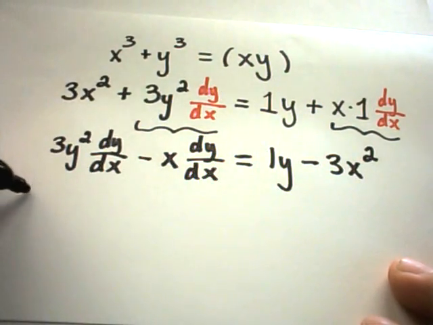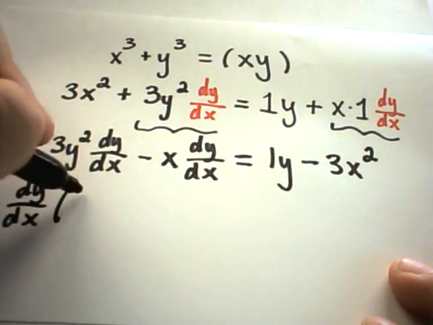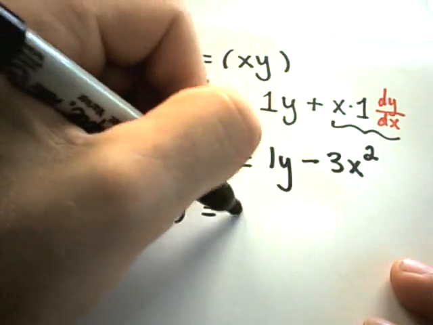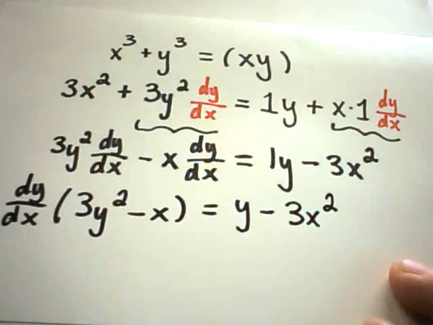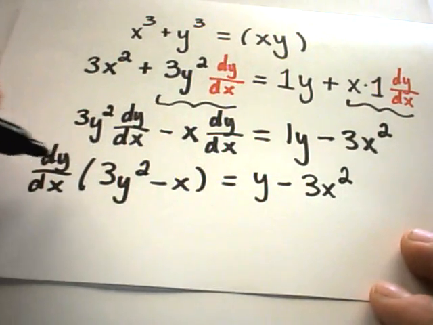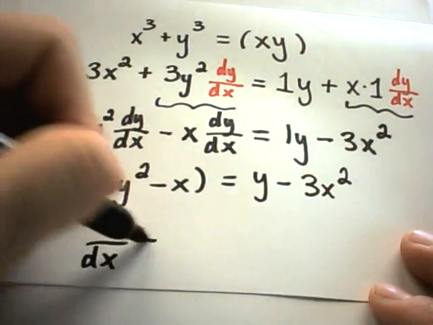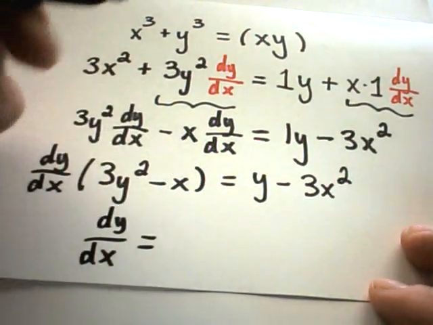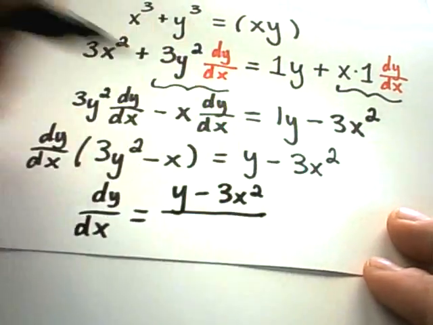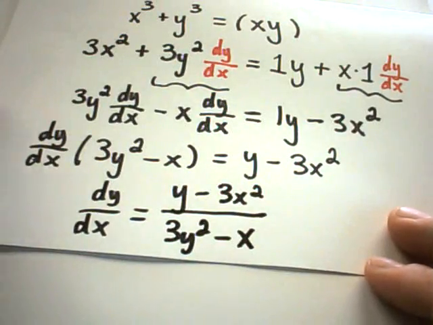And the point of putting all your dy dx's on one side or the other is that now you can factor that dy dx term out. So in the parentheses, I'll need the 3y squared term, the minus x term. You're basically done with the right-hand side. And in all of these problems, you're trying to solve for dy dx, so the last thing you have to do is simply get the dy dx term by itself. And we do that by dividing by this whole quantity, 3y squared minus x. So on the right side, you'll have y minus 3x squared over 3y squared minus x. And that is now your solution.